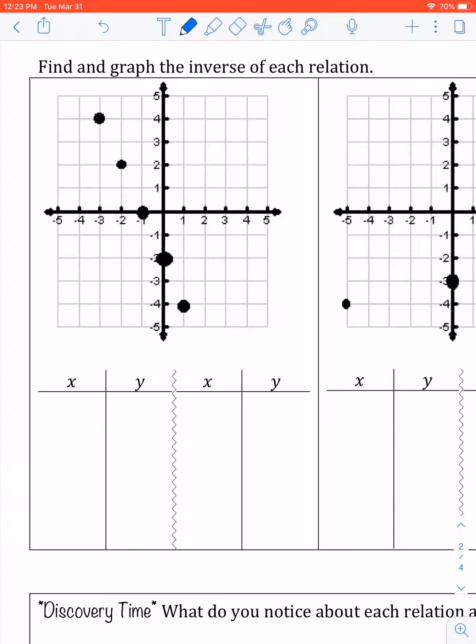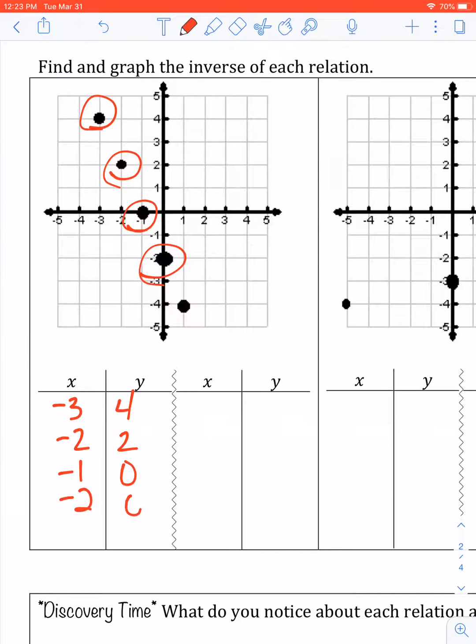So what I'm going to do next is write the coordinates for each of these points. So that's negative 3, 4. This is negative 2, 2. This is negative 1, 0. This is negative 2, 0. Wrong, wrong, wrong, wrong. My apologies. This is 0, negative 2. And this is the point 1, negative 4.